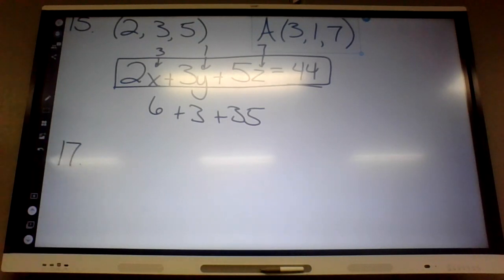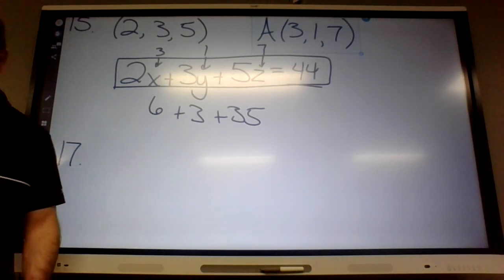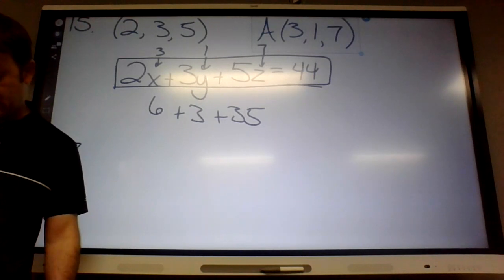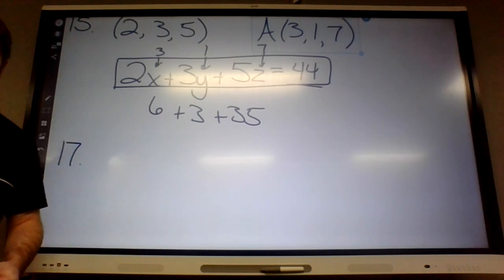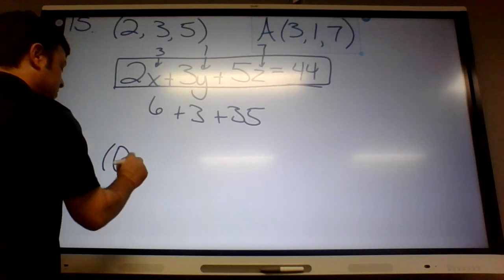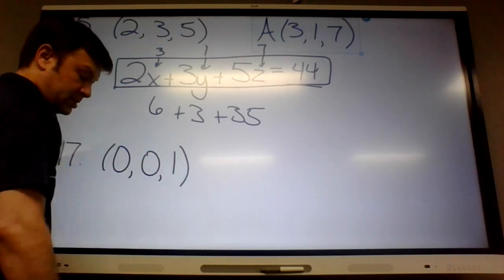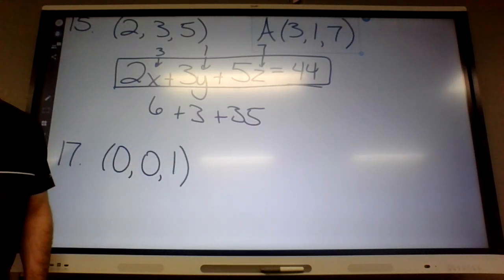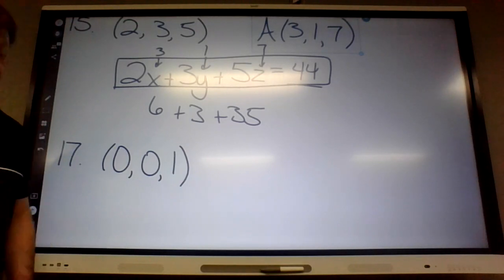I guess it's the last one for today. Number 17. Is it the same thing? Yeah, I think it is. It's a little bit weird because the vector is 0, 0, 1. It's kind of like number 13. 0, 0, 1, and the point is 1, 4, 5.